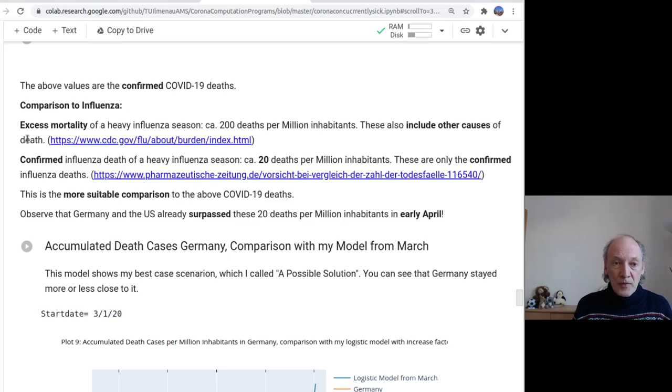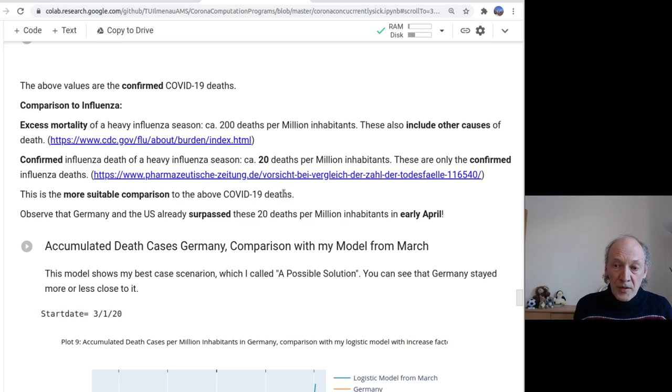Could also be that in that year you had very bad weather and you had a lot of people dying in cars. Here's my source for it. But the confirmed influenza death, so those people who really died with the influenza virus, is just 20 deaths per million. So this is not excess mortality, but really confirmed death. So these are the confirmed influenza deaths. Here I have my source.